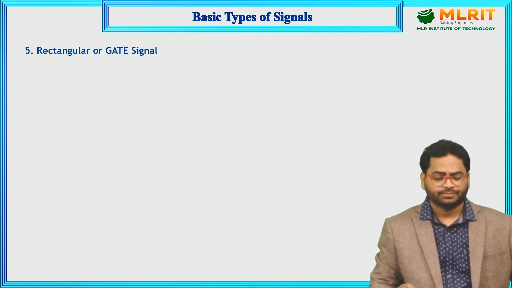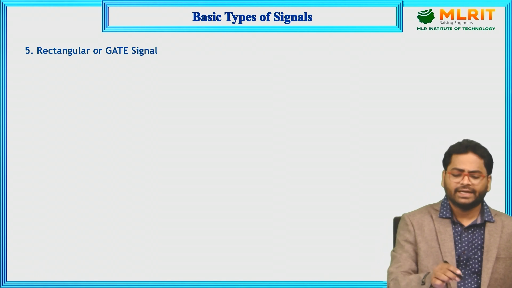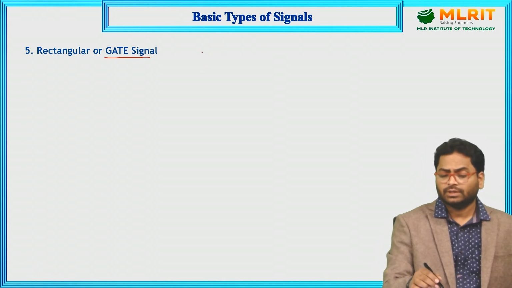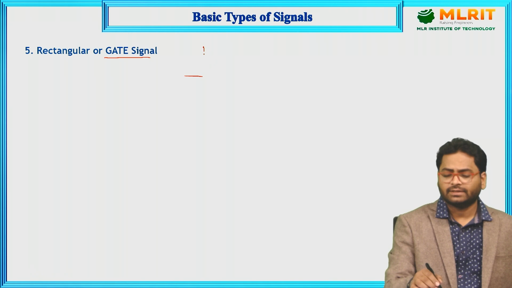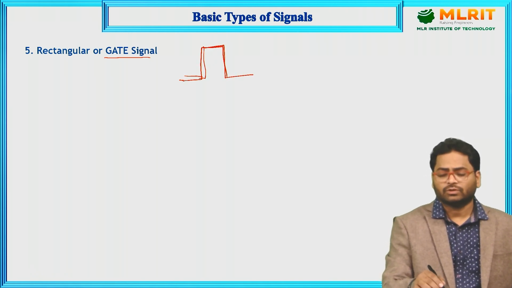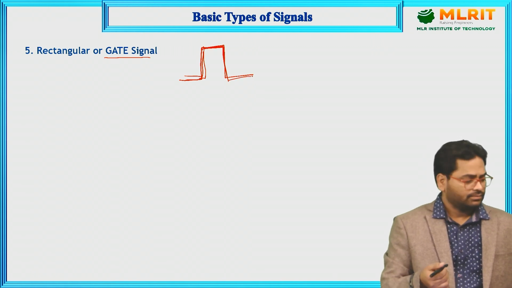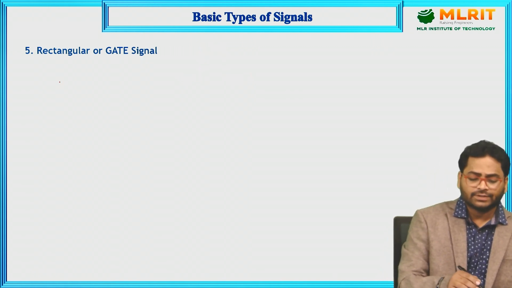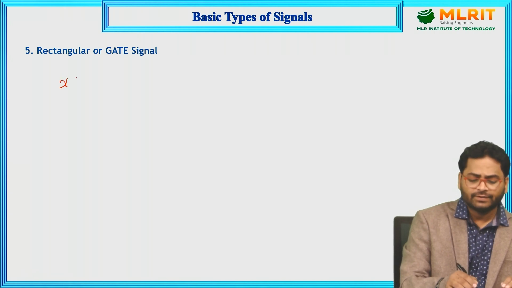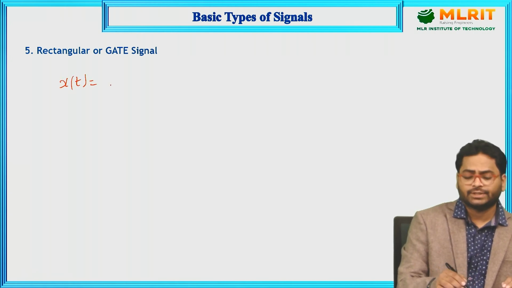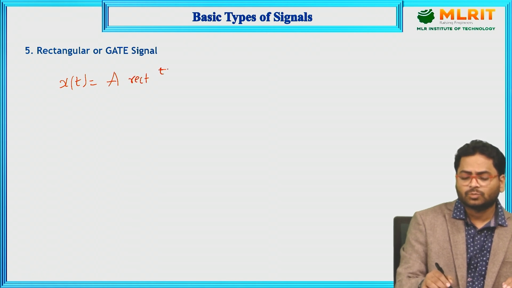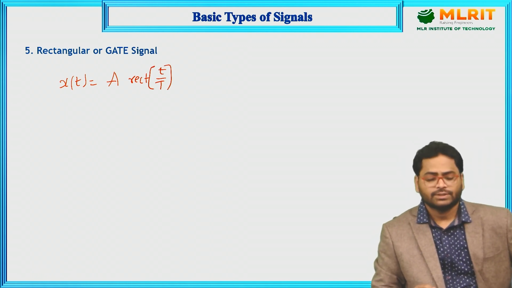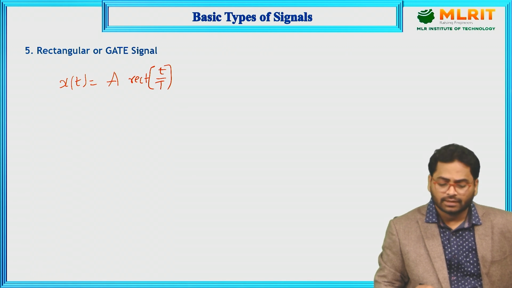Next one, rectangular or gate signal. So gate means it just looks like, for suppose in a door, in our doormat, you can see in our room, the gate is like this. It's like a gate. So that's why we are calling it a gate function. The gate function, you can call it x of t, where x of t is equal to rect, R-E-C-T, of small t by capital T. So this is a mathematical representation of the signal gate function, or you can call it a rectangular function.